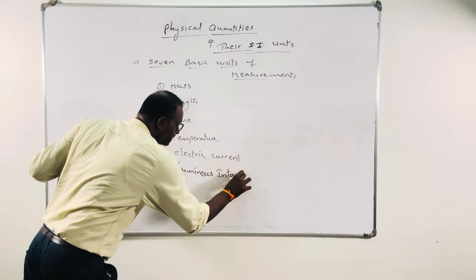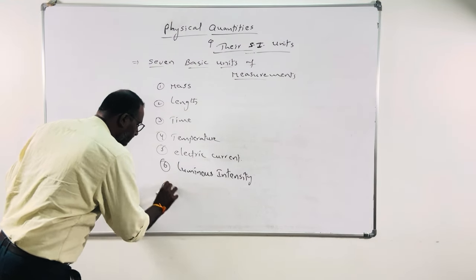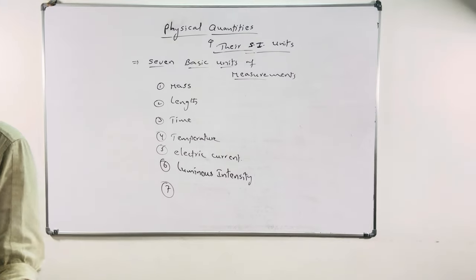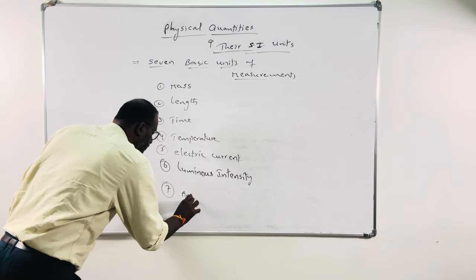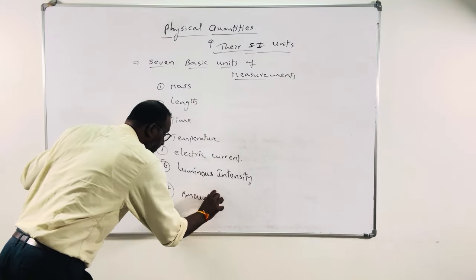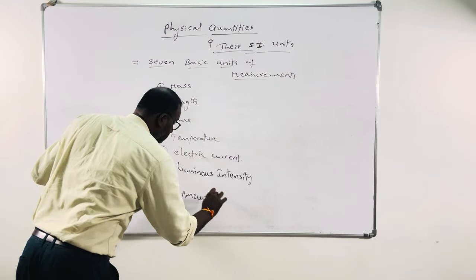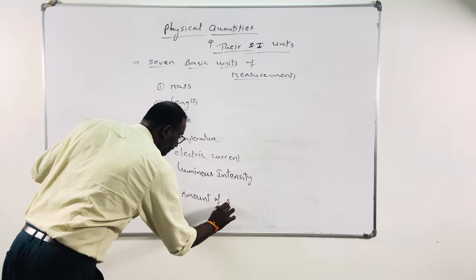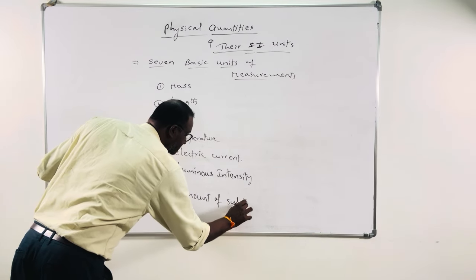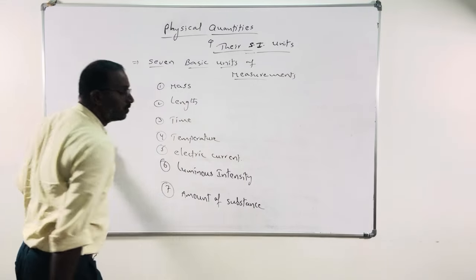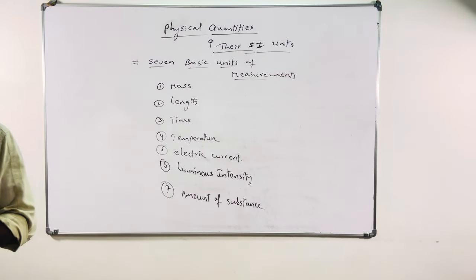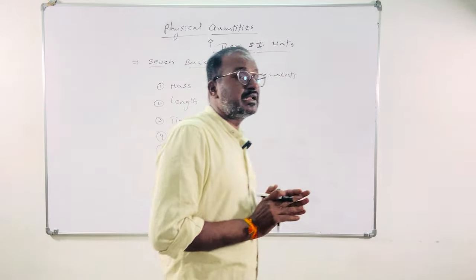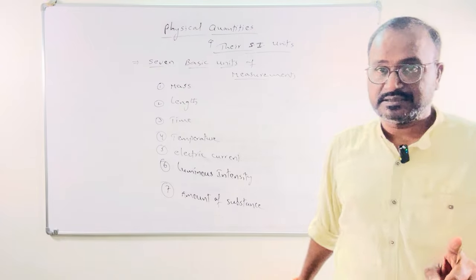Luminous intensity. And the seventh one, the last one, is amount of substance. I'm not saying other things. Mass is different, amount is different. Amount of substance. So these are called fundamental basic units to know the physical properties of a substance.